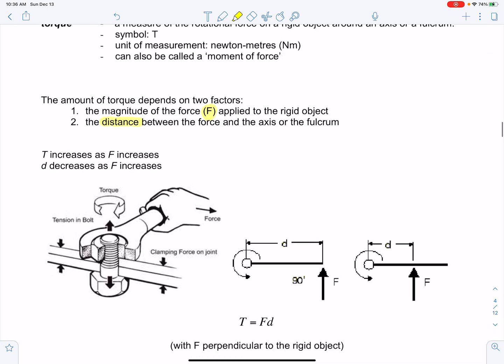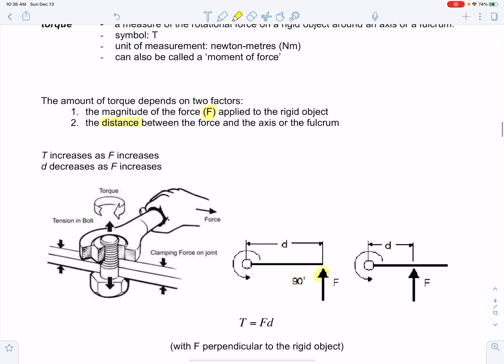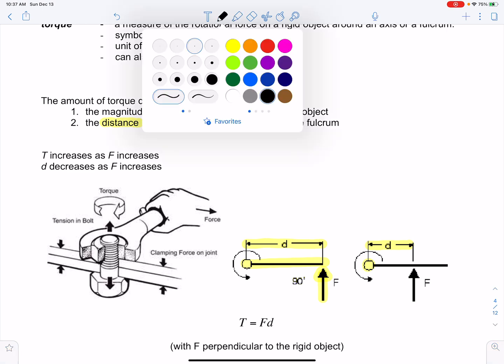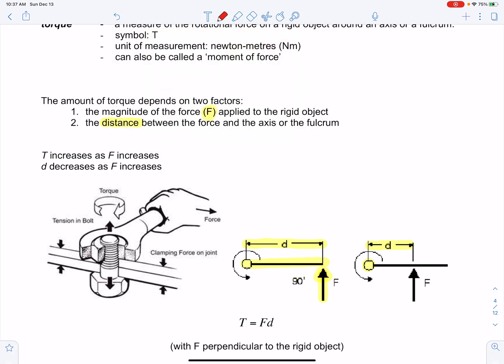So here we have a force applied at 90 degrees along a lever. This is our lever here. And the distance between the force and the fulcrum can be measured as this distance here, d. You can reduce the distance by placing it closer to the fulcrum. This is our fulcrum. Let me just label it. This is our axis or fulcrum.